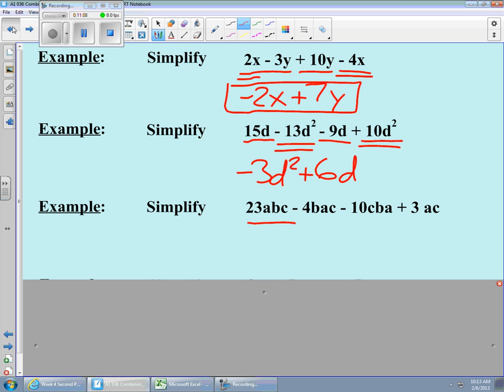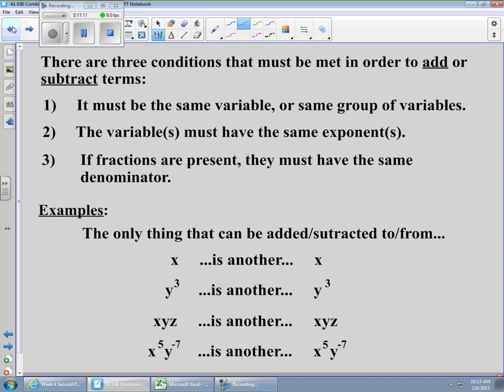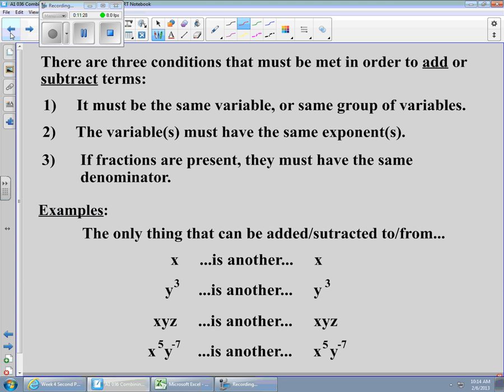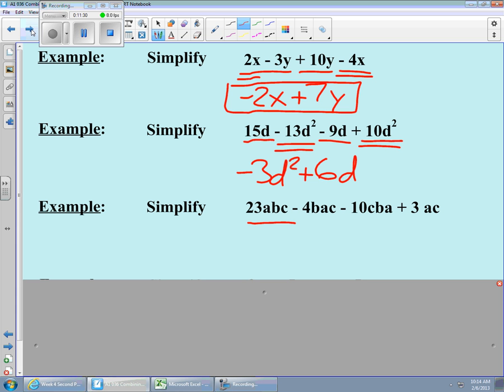But it does fit the first rule, where you have to have the same variable or the same group of variables. The second rule says the variable must have the same exponents. This is A to the first, B to the first, C to the first. Does negative 4 have that? It sure does. The last rule says if fractions are present, they must have the same denominator. We're not looking at any fractions. So this 23 is an ABC. Is negative 4 also an ABC? It is. Even though they didn't put it in the order that we would like, it is still the same term.